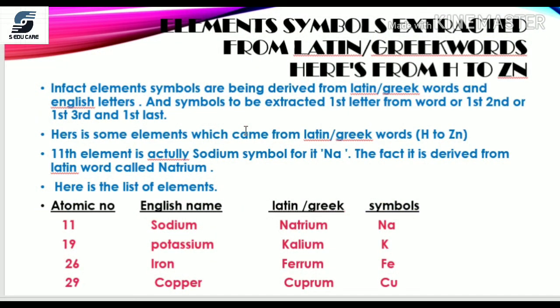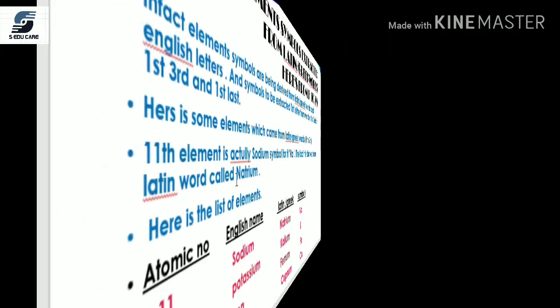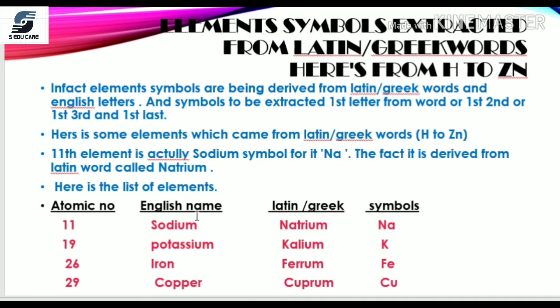It's time to recap the symbols of the elements, and today I would especially like to discuss the Latin words, because students tend to get confused about how the symbols have been extracted from Latin or Greek words. Element symbols are derived from Latin or Greek words and English letters as well. The symbol can be the first letter of the word, or the first and second, or first and third, or first and last. It has to be remembered by you.